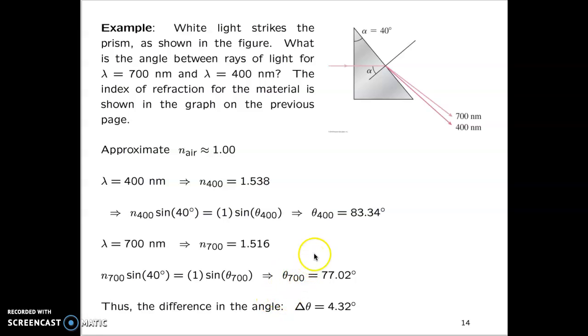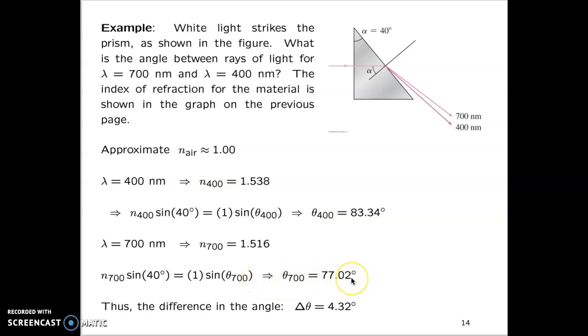So I had a few typos on this slide in the previous screencast. I've corrected them here, so please note wherever it said 800 should be 700. So we have lambda is 700 nanometers. The subscript for the index of refraction for that wavelength, also 700. 700 here, 700 here. This is the angle of refraction for the 700 nanometer wavelength light, right?